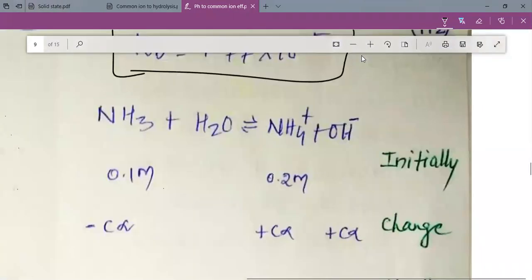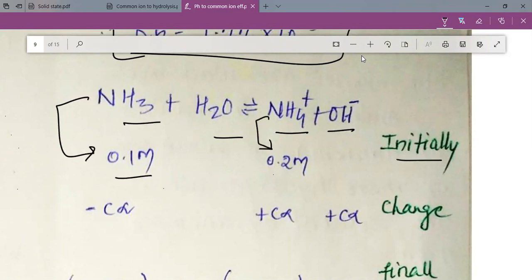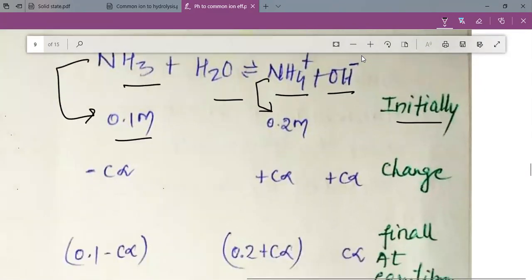Now, my dear students, when ammonia is added to water, it produces the NH4 plus ion and OH minus ion. The concentration of ammonia is given in the question, which is 0.1 molar. The concentration of NH4 plus ion is also given. So initially we had this concentration. Now we can understand the change.